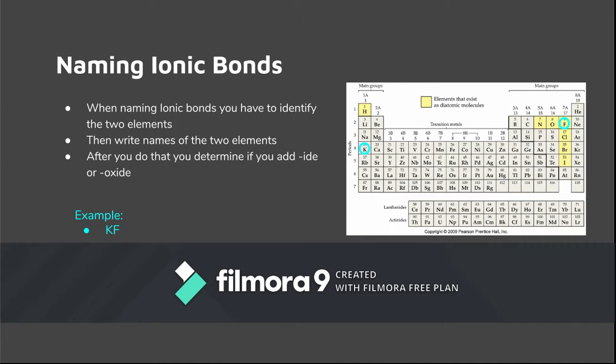An example is the bond KF. The elements on the table are K and F. K is potassium, F is fluorine. Together it's potassium fluorine. After you add the suffix "ide" to fluorine, it becomes potassium fluoride.